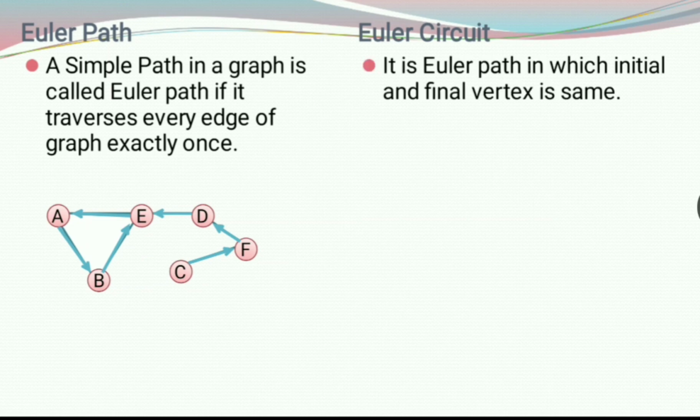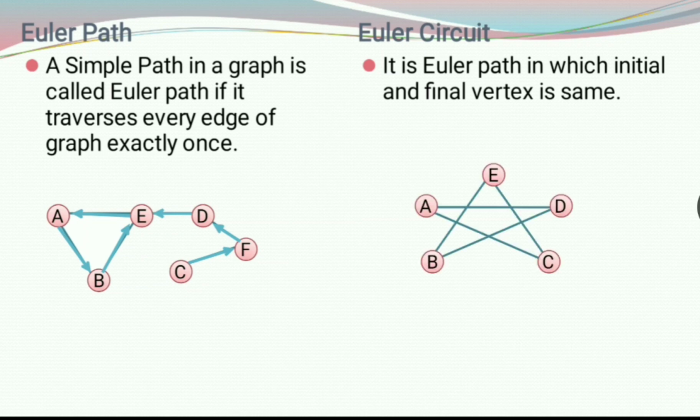Euler circuit. What is an Euler circuit? In Euler path, if we take the initial and final vertex to be same, then that becomes Euler circuit. If you see in this example, if I start from B, then B to E, E to C, then from C to A, then from A to D, and then from D to B. So the path started from B and it's ending at B. So this is an Euler circuit. It is traversing every edge of the graph.